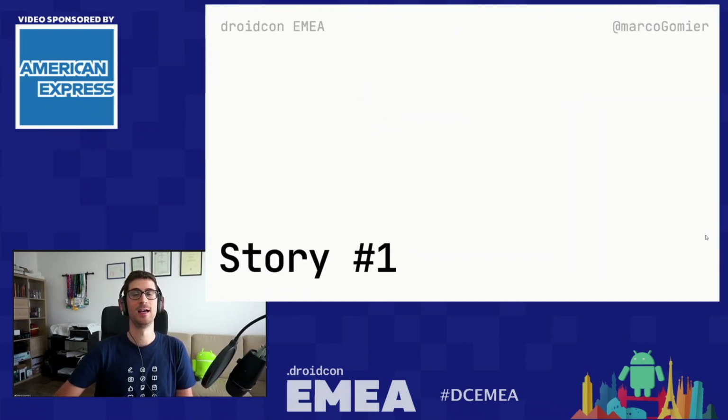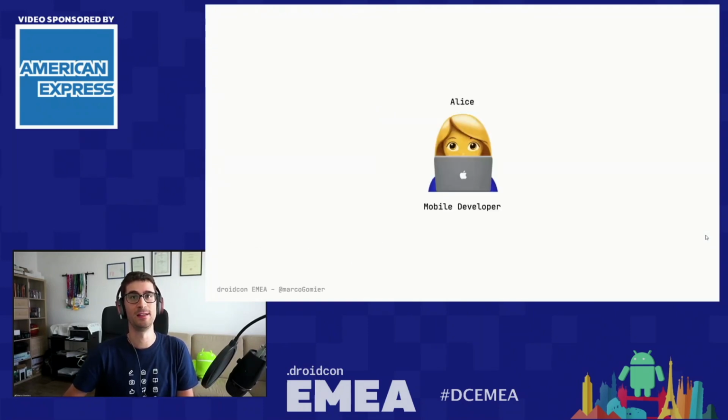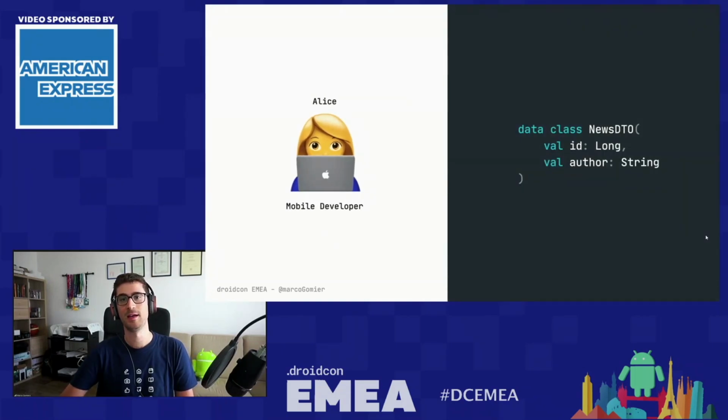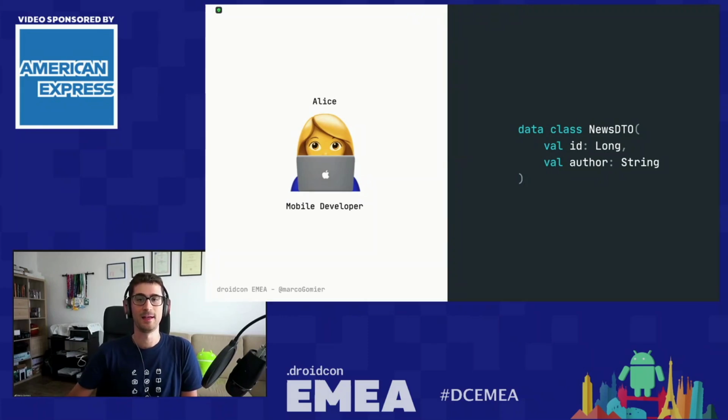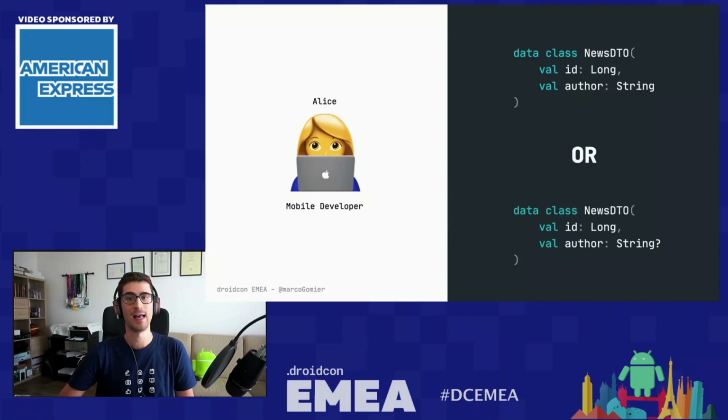Let's start with a story. In this story, there is Alice, a mobile developer working on a newsreader app. In the feature she's developing, there is a simple data class with two fields. But she realized that things are not working as expected, and the problem seems to be the fact that the author field is nullable, and it should not be.